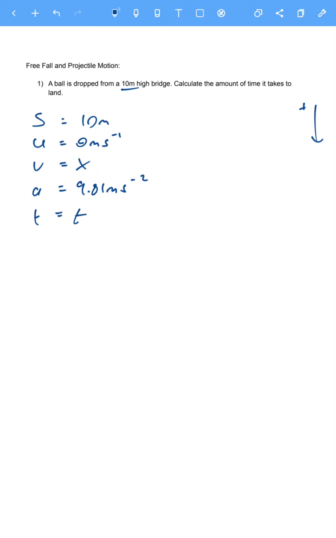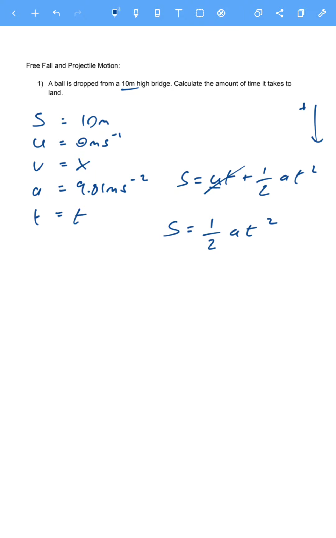So in this instance, we need an equation of motion that hasn't got v in it. If you're not sure what the equations of motion are, you need to have a look at your respective data sheet, or you need to go back and watch my videos on projectile motion and the equations of motion. So an equation without v in it would be s equals ut plus half at squared. And the initial speed is actually 0, so that cancels out. So the displacement is equal to half at squared.